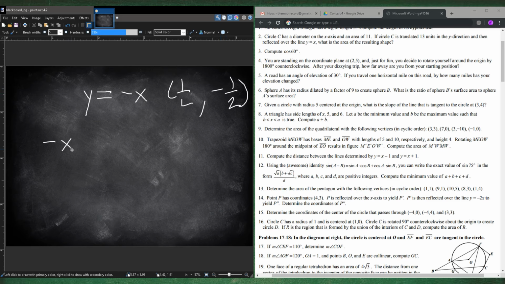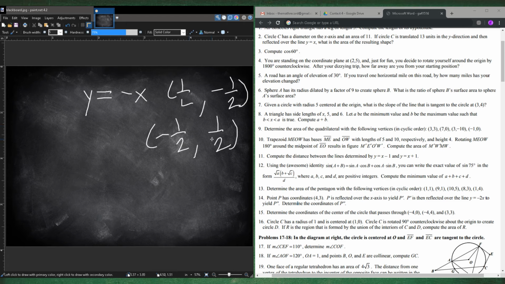And now we have negative x equal to x plus 1. So this 2x is equal to negative 1, so x equals negative 1 half. Okay? So we have negative 1 half. Plugging it back in, you get 1 half. So negative 1 half plus 1, 1 half. Okay, so these are the 2 points.